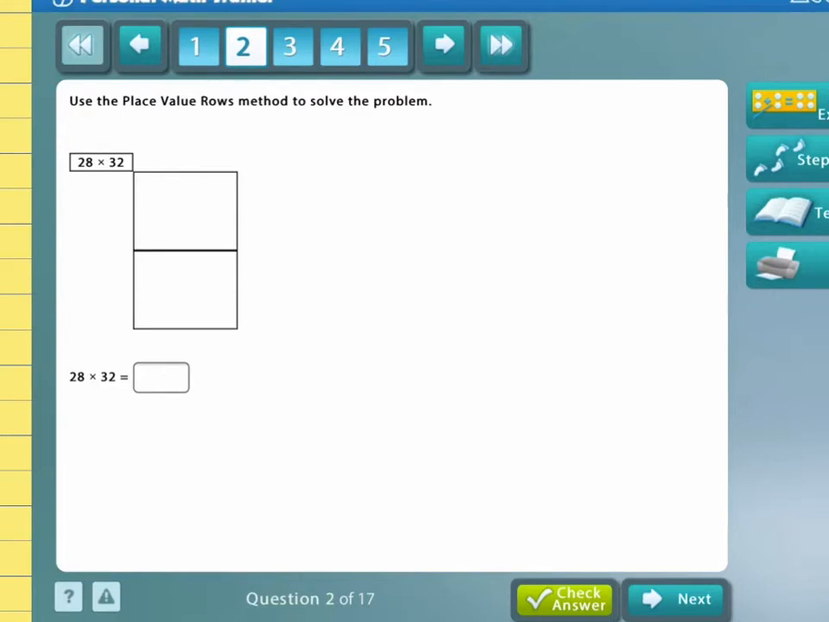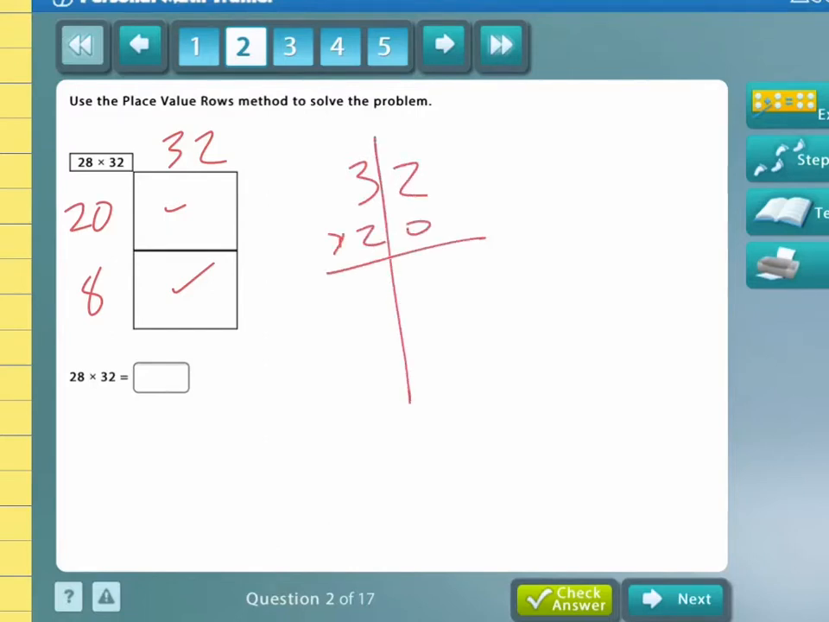So let's do this. Let's take the 28 and split it and distribute it between 20 and 8, and we'll put 32. So the problem becomes 32 times 20 here and 32 times 8 here. Not really sure why I do this. Instead, I'd rather just do the place value section, but let's do it. So we have 32 times 20, and let's solve that. I'm going to draw my place values here.